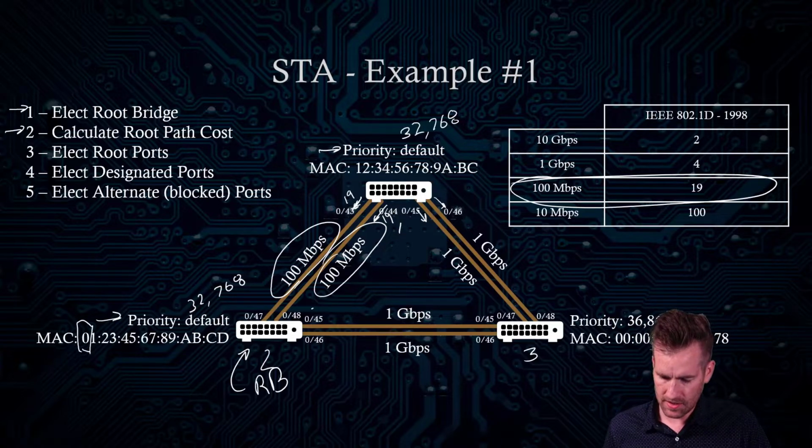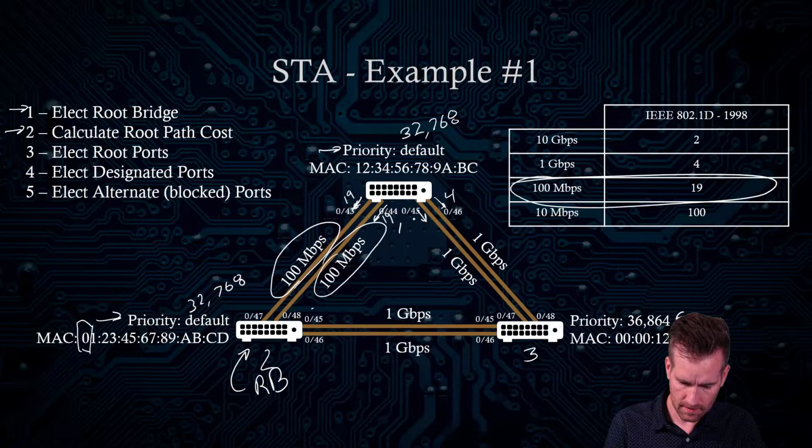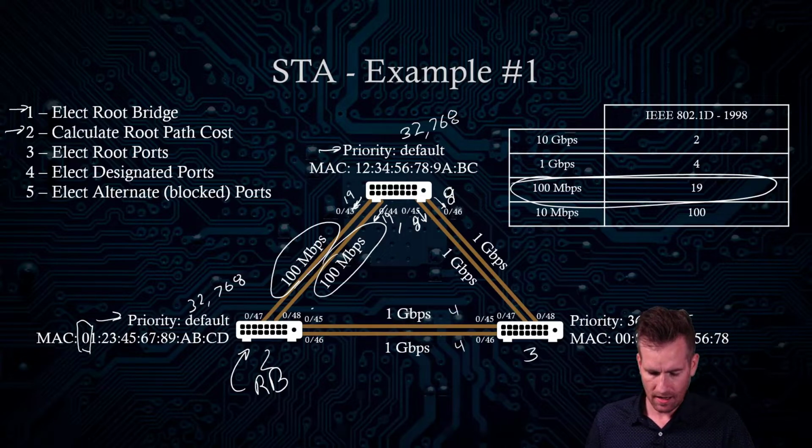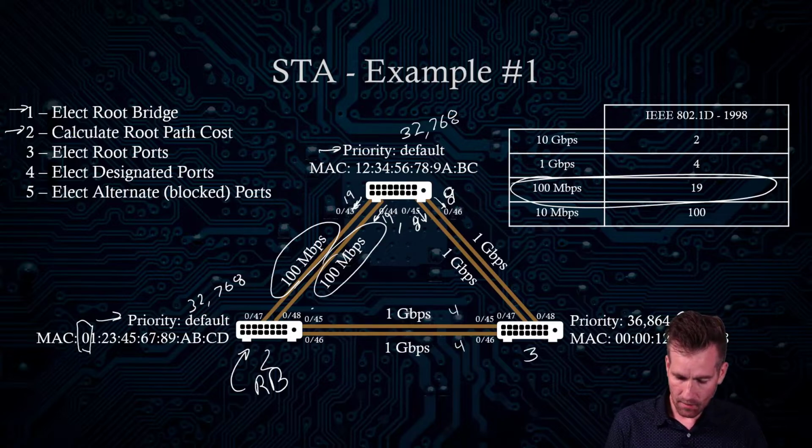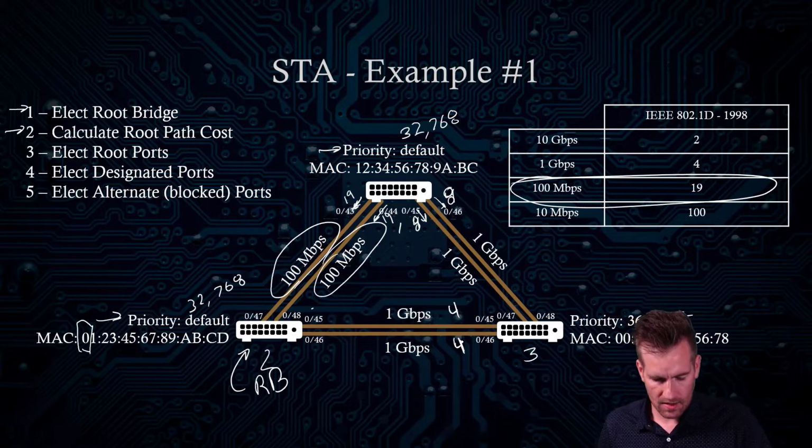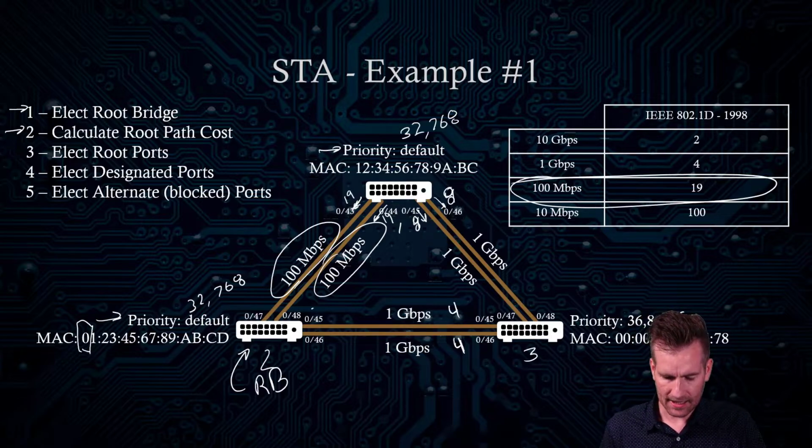The gigabit per second connections are at 4, so these are 4 plus whatever it takes to get across here. So this switch 3 also has a cost of 4 for each of these. So total, each of these links are actually going to be 8 to get to the root bridge. And once again, these are both 4 right there. All right, so that is the root path cost for each one of these.